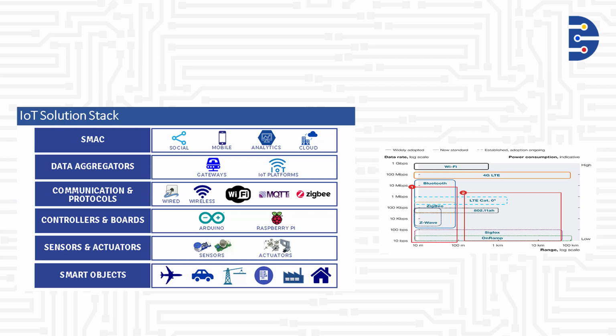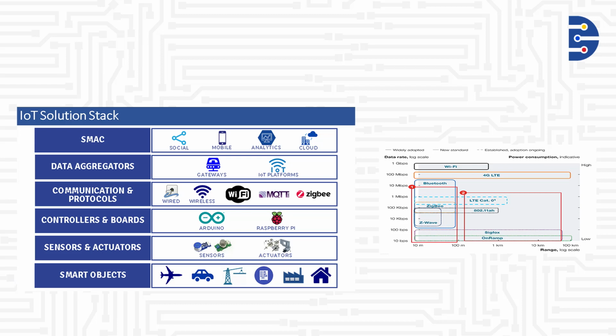The area marked 2 is the low data rate but high range of communication. Here you have Sigfox or LTE CAT or the 802.11 communication protocols. However, the protocols in these regions are in very early stages and are competing directly with each other.